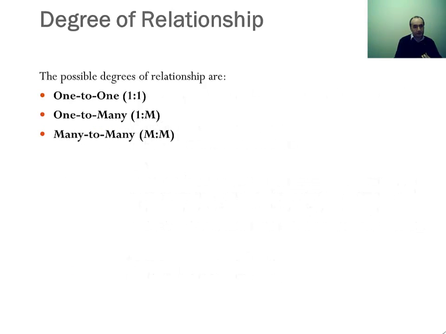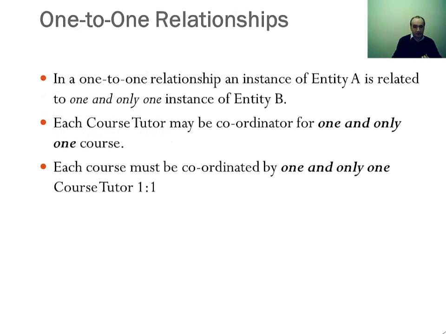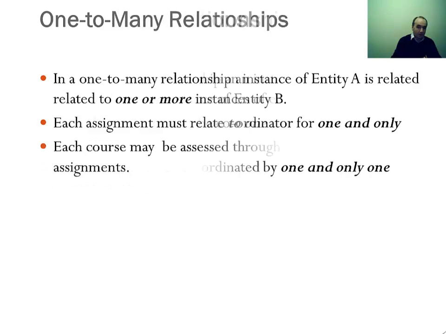There are three possible degrees of relationships. They are one-to-one, one-to-many, and many-to-many. In a one-to-one relationship, an instance of entity A is related to one and only one instance of entity B. In our college example, a course tutor may be coordinator for one and only one course, and each course must be coordinated by one and only one course tutor. This is a one-to-one relationship and can be represented by the notation you see on the screen.